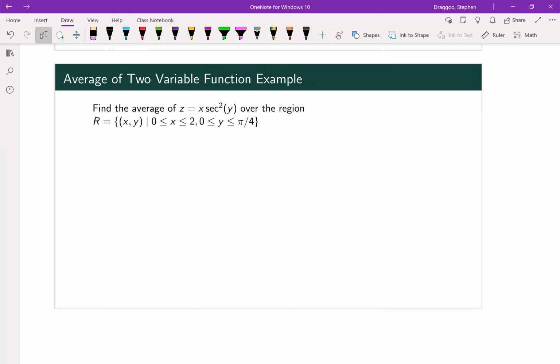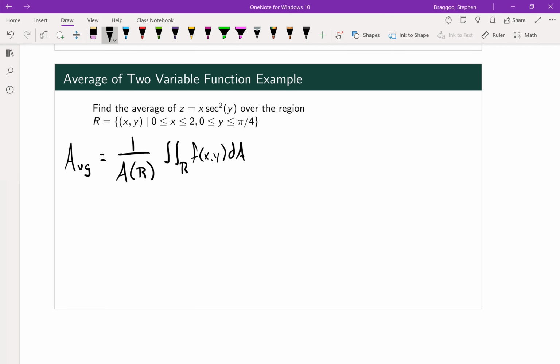All right. And let's use what we just learned to apply to a theorem we learned in the last section, which is finding an average value. So recall we said that the average value of a function was going to be 1 over the area of that region times the double integral of the function, f of x, y, dA. So that was from section 15.1.